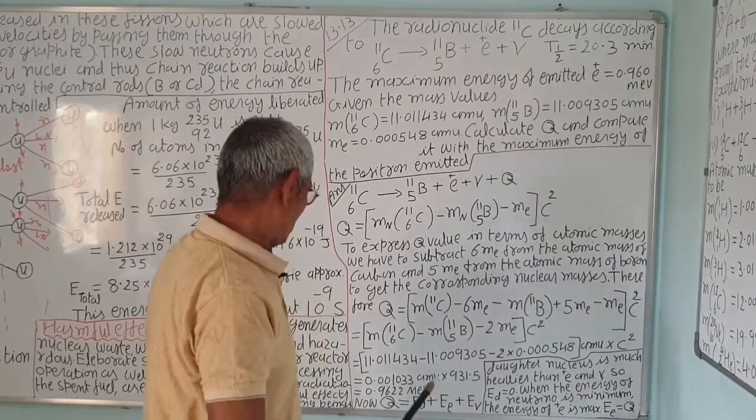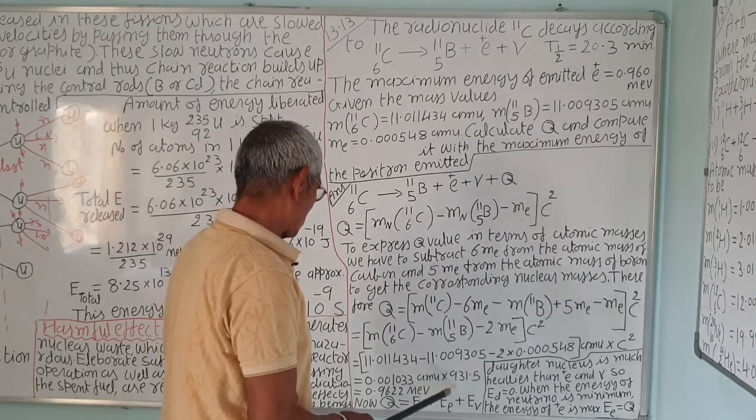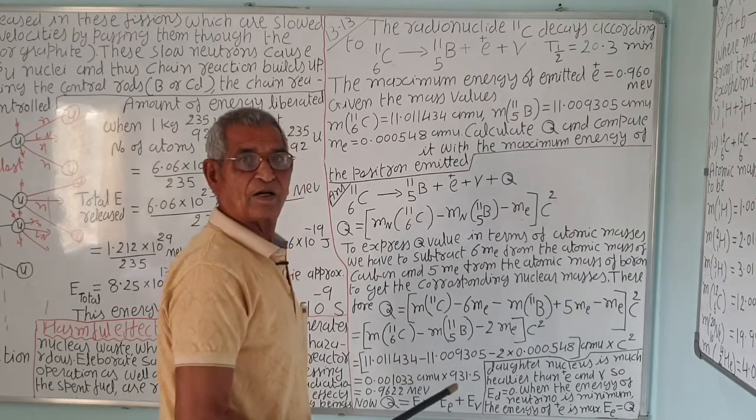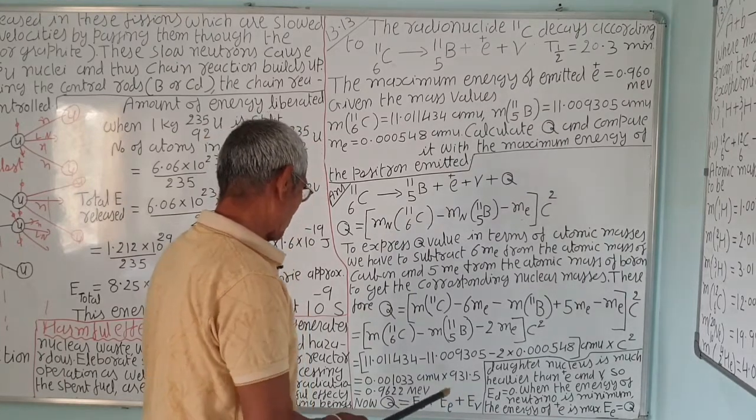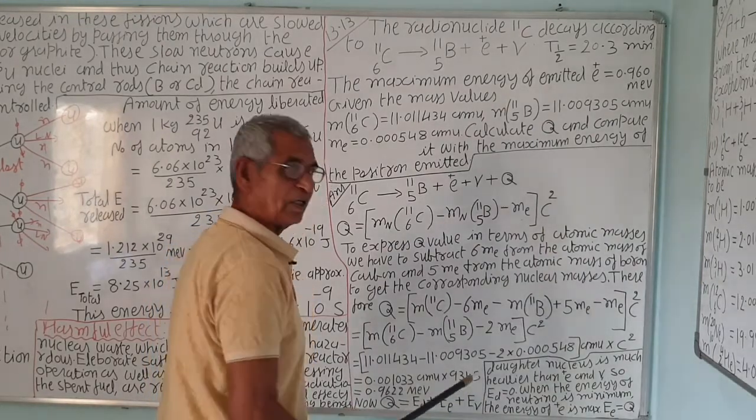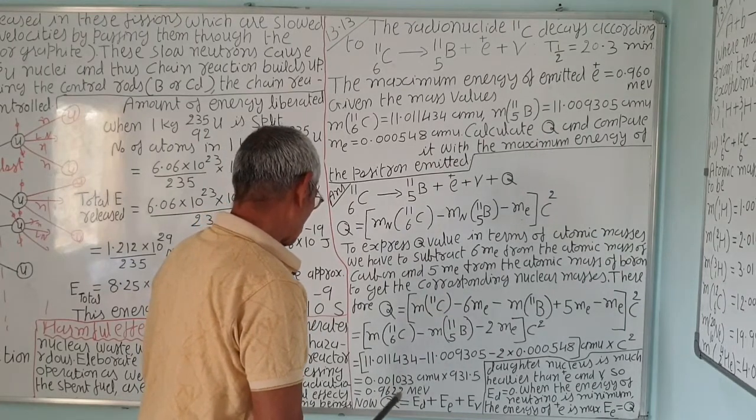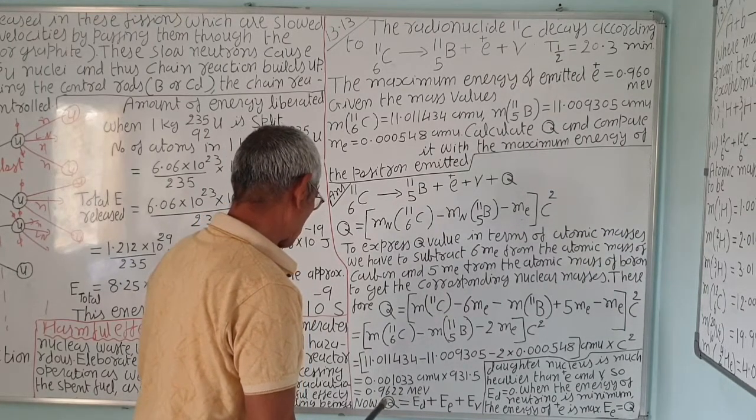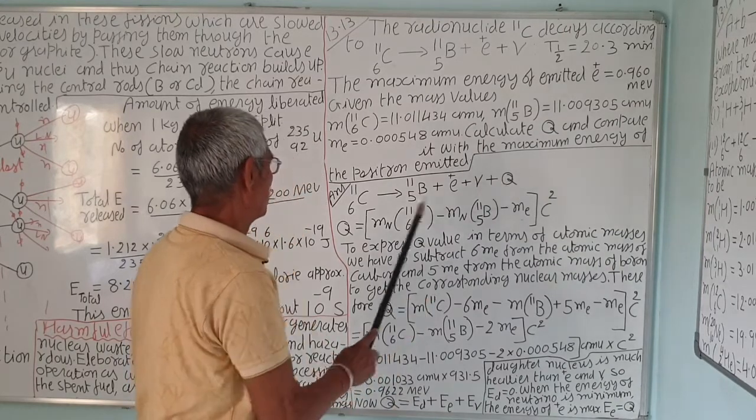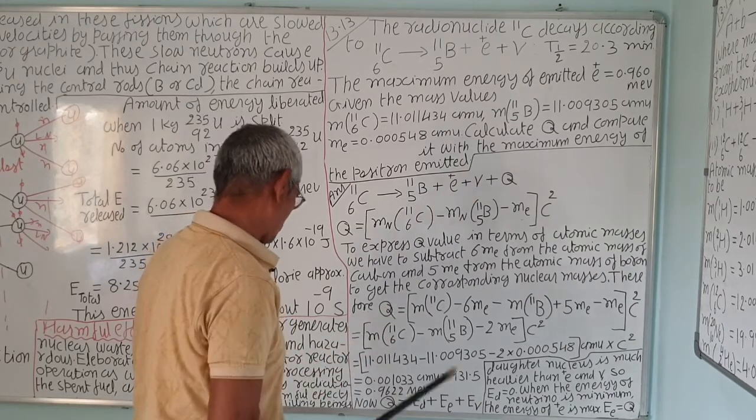Sometimes they ask you to calculate the energy using the Einstein mass-energy relation, where 1 atomic mass unit converts into energy. That is, 1 atomic mass unit is equivalent to an energy of 931.5 million electron volt. So this comes to about 9.9622 million electron volt. Now the total Q is equal to the kinetic energy of boron plus positron plus neutrino.